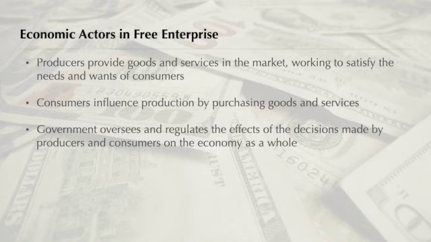As you know, free enterprise is driven by the decisions of producers and consumers with a limited amount of government involvement. How do these three economic actors, producers, consumers, and the government, interact in the U.S. economy? As noted in Lesson 1, producers provide goods and services in the market. Through a combination of human resources, natural resources, and capital resources, producers work to satisfy the needs and wants of consumers. In doing so, producers rely on entrepreneurship to develop new products and production methods.